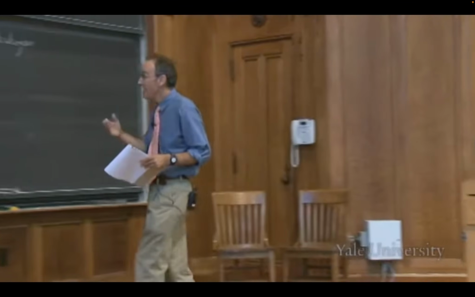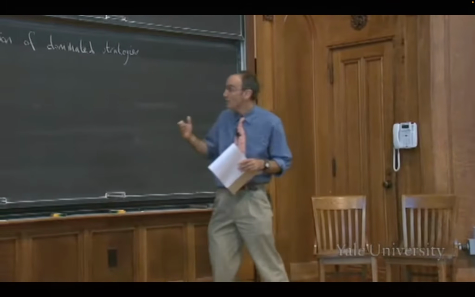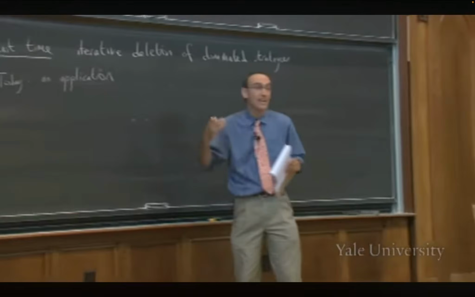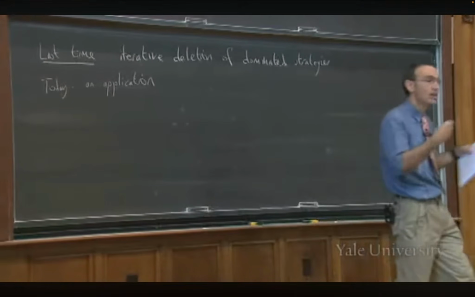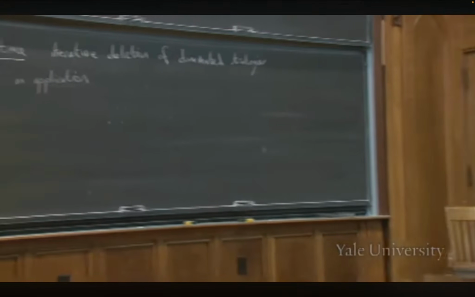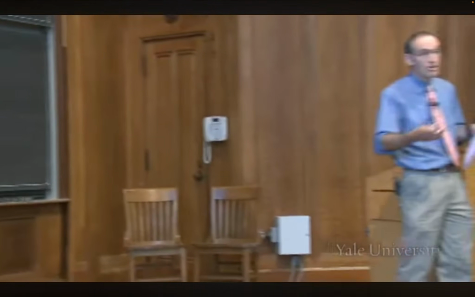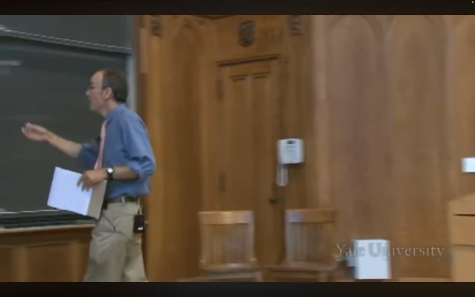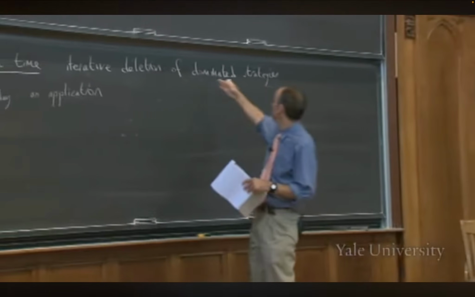Last time we talked a lot about the idea, I didn't mention the name, but here's some jargon for you. We talked about the idea of deleting dominated strategies, looking at a game, figuring out which strategies are dominated, deleting them, looking at the game again, looking at which strategies are now dominated, deleting those, and so on and so forth. And this process is called the iterative deletion of dominated strategies.